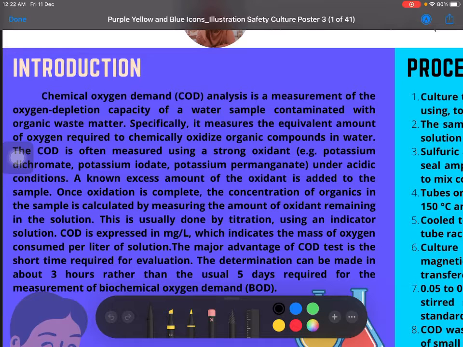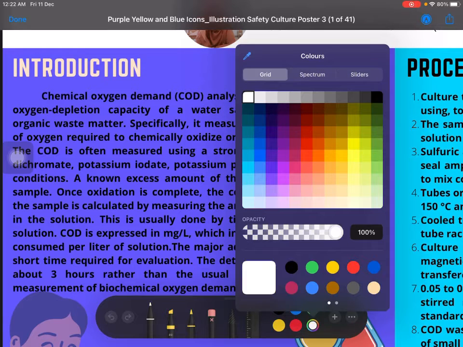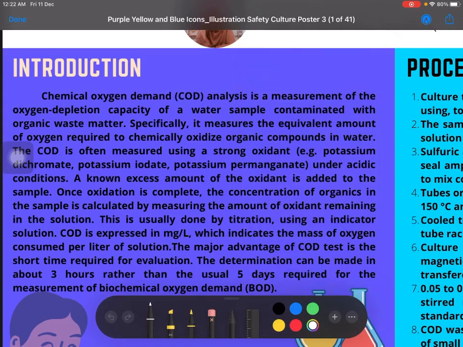The COD is often measured using a strong oxidant like potassium dichromate, potassium iodide, and potassium permanganate under acidic condition. A known excess amount of the oxidant is added to the sample. When oxidation is complete, the concentration of organics in the sample is calculated by measuring the amount of oxygen remaining in the solution. This is usually done by titration using an indicator solution. COD is expressed in milligrams per liter, which indicates the mass of oxygen consumed per liter of solution.